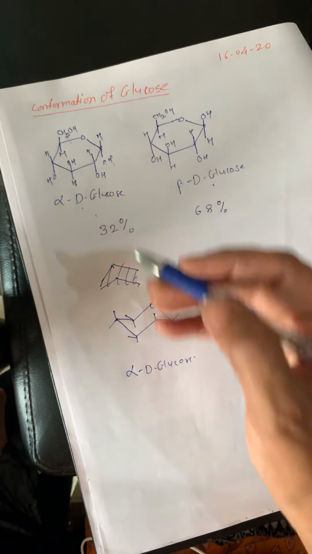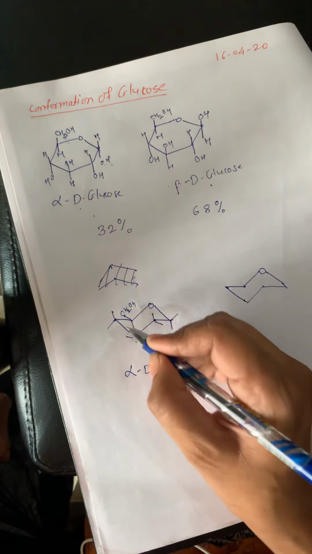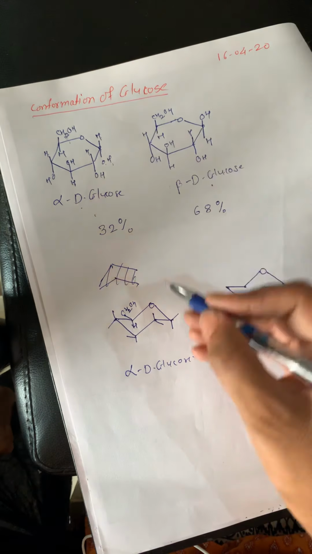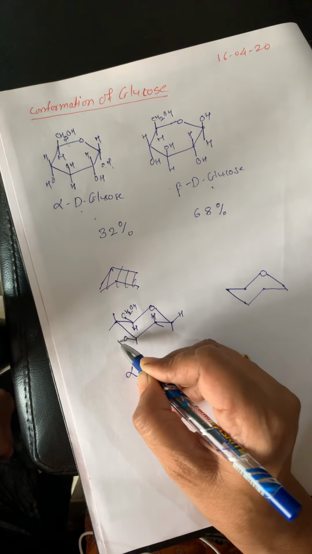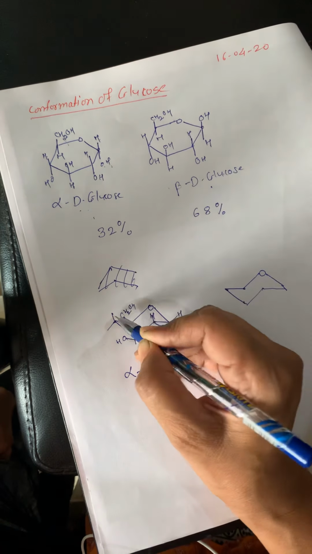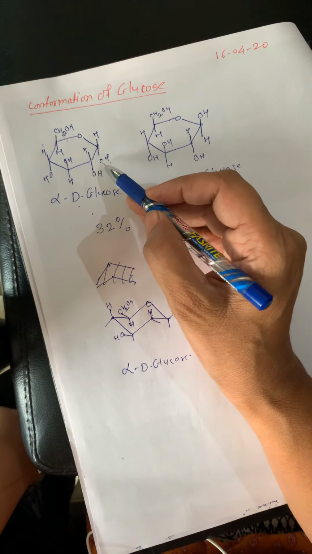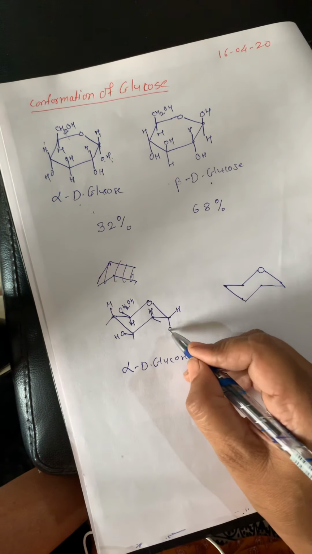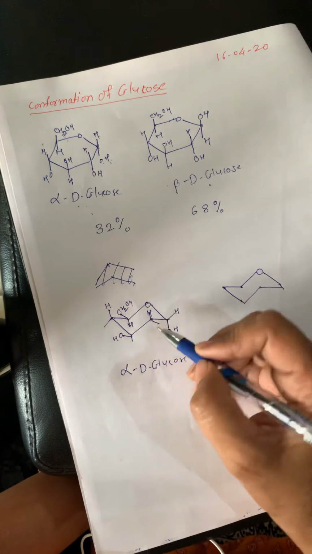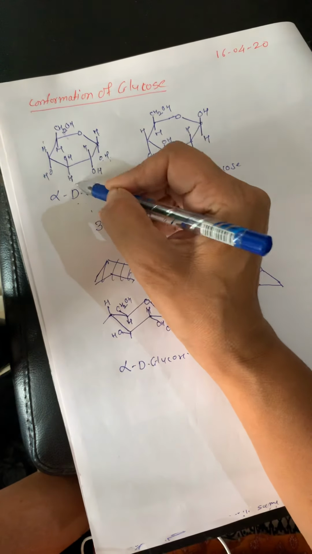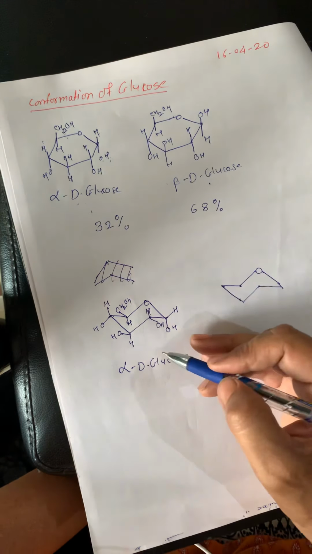You can easily draw the strainless ring structure by considering our projection formula. See here CH2OH is present on the upward side, CH2OH here on the lower side, here H is present, you can easily draw the H. Then here H is present on the upward side, here H is present on the upward side, here OH is present on the upward side. This is the equatorial, and here H is present on the upward side, and you can easily draw the other groups. Here OH is present in the downward, OH, then here H is present, here OH is present, here OH is present, another is H, another is OH. Okay, this is the structure of alpha glucose.